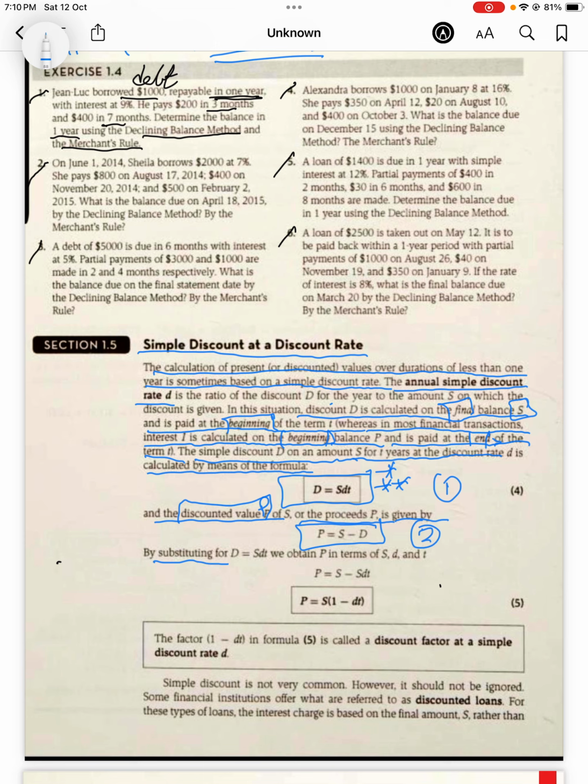By substituting D equals S d t, we obtain B equals S minus S d t. Taking S as a common factor, you will have B equals S multiplied by 1 minus d t. The factor 1 minus d t in formula 5 is called the discount factor at a simple discount rate d.